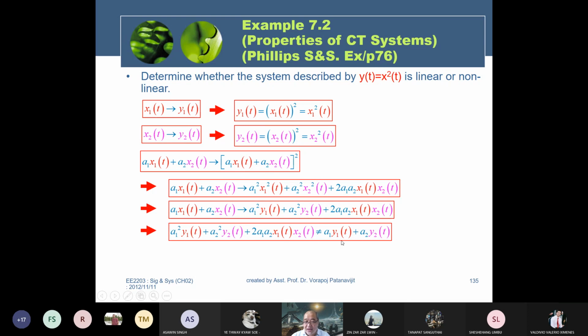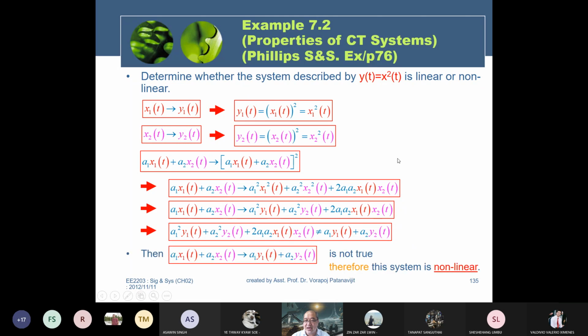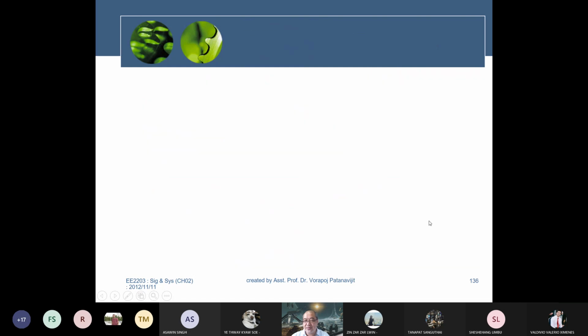Now in this case, on the right hand side, you get y1 squared, y2 squared, and 2x1x2, which is not equal to y1 plus y2. Therefore, we can conclude that the square operator is non-linear.